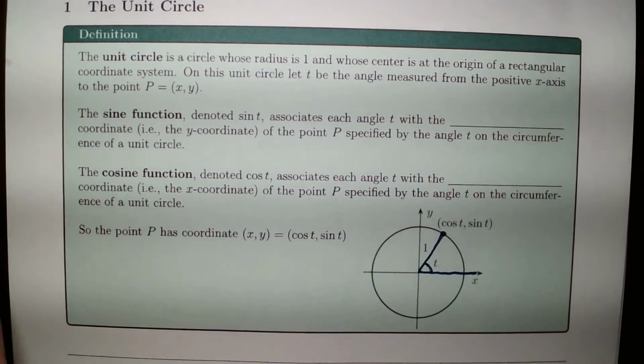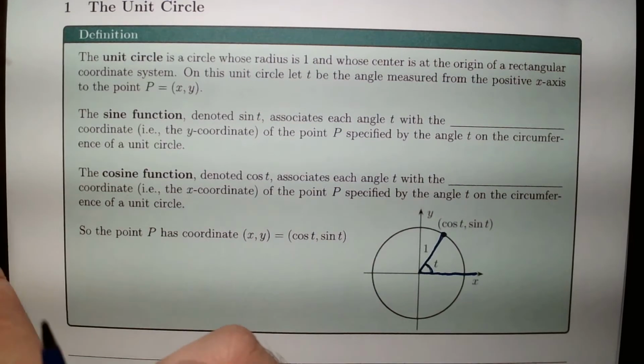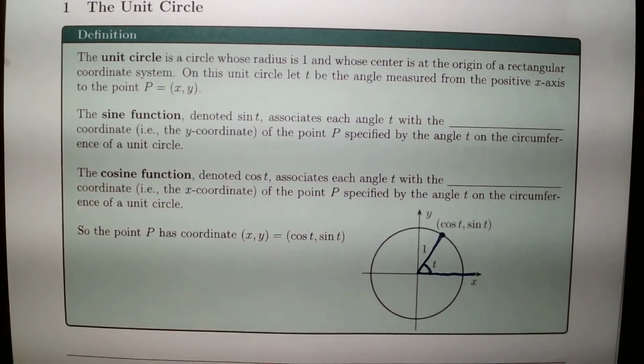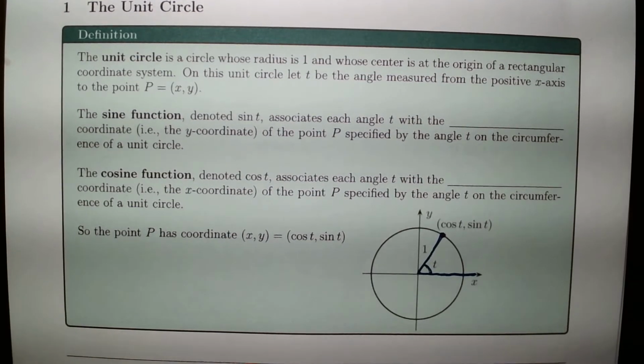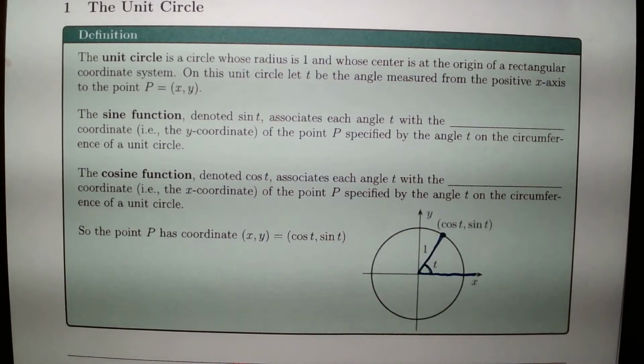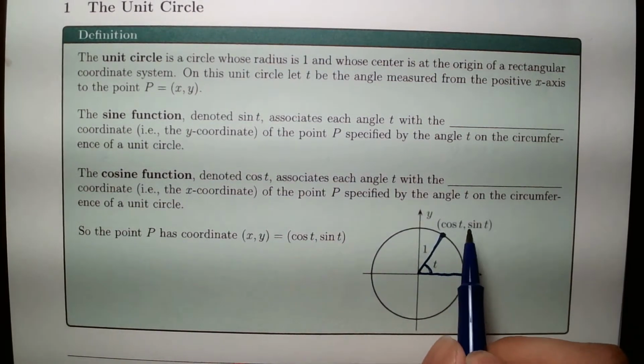So we're going to find essentially six trigonometric functions: sine, cosine, tangent, cotangent, secant, and cosecant. But let's start with the two basic trigonometric functions, which are sine and cosine. The other four actually come from these two.